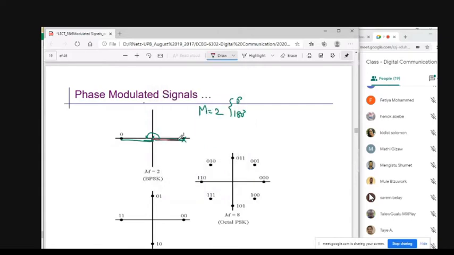Your vector length represents the energy, so they have the same energy. When the phase shift is 0, it may represent bit sequence 1, and the phase shift of 180 degrees would represent a bit 0. So what is more important to note is that each phase shift would represent one bit. Okay, so you have one bit per phase shift.